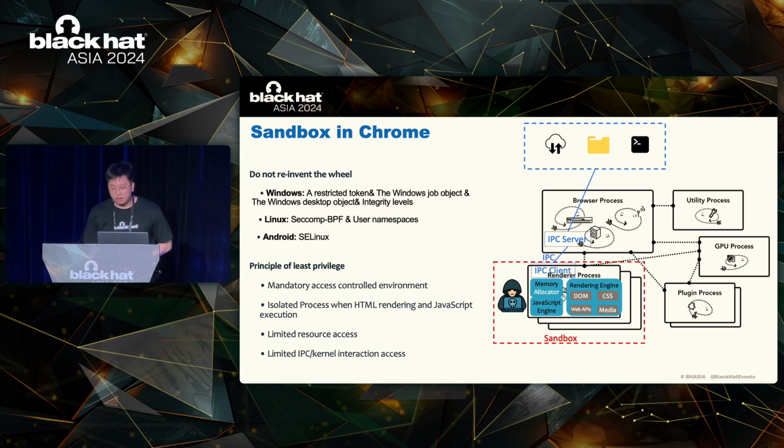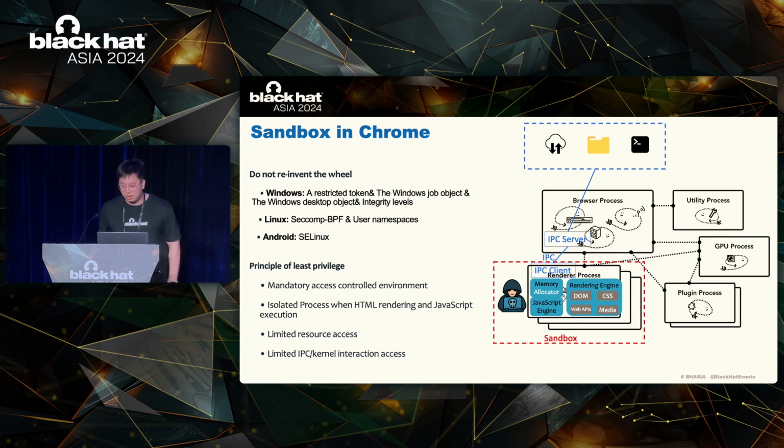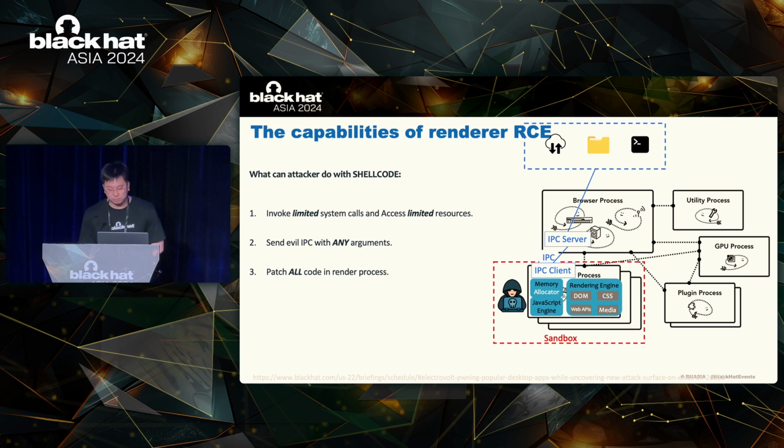The first main idea is do not reinvent the wheel. Therefore, the sandbox reuses the system restrictions to grant low-power permissions to the render process. For example, integrity levels are used on Windows, seccomp-BPF on Linux, and SELinux on Android. This makes the sandbox meet the principle of least privilege, and the render process can only access limited resources and IPC or kernel interaction. So what can a hacker do after getting the render RCE?